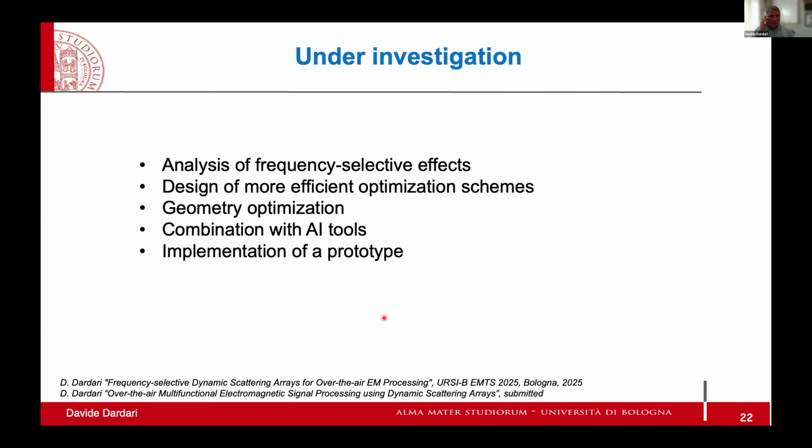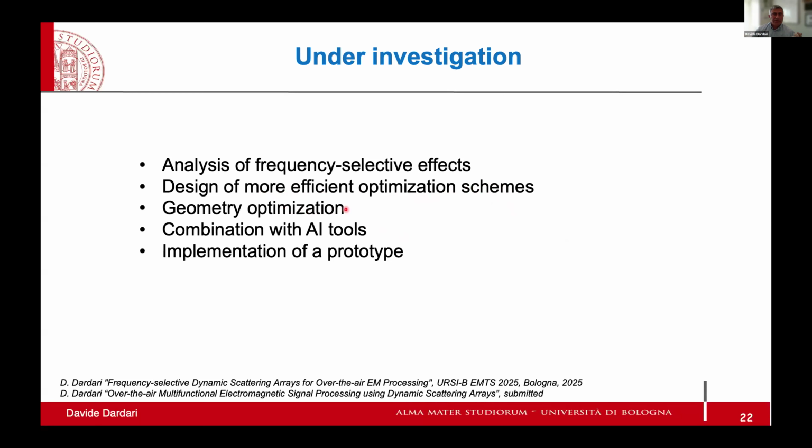What is currently under investigation is the analysis of frequency selectivity effects. So this is the recent paper on this. So the extension of also making the processing not only narrowband but also wideband. So having a different function for different frequencies. So this can be obtained with the same structure. Then one open issue is to design more efficient optimization schemes, because now they are mainly based on numerical optimization.